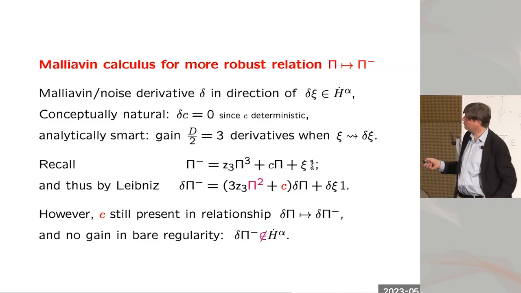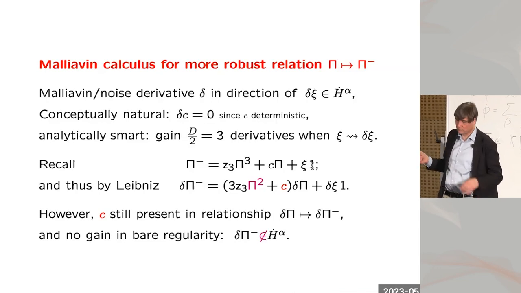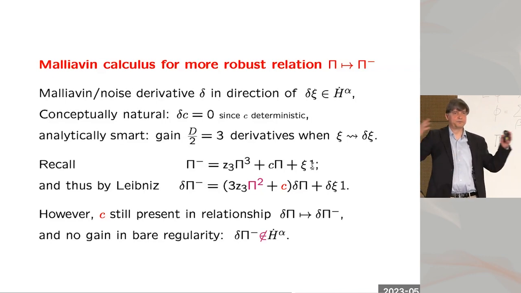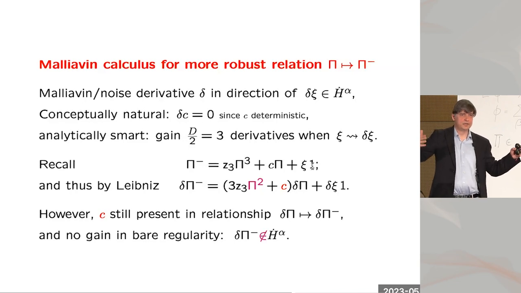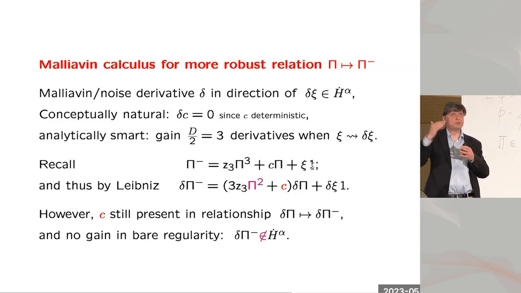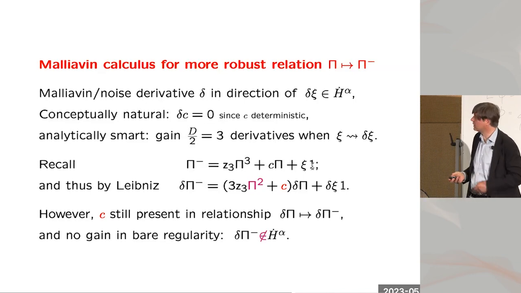And what you gain is that you may assume that this infinitesimal perturbation of your noise, while the noise is very rough, is much smoother. It's in this fractional Sobolev space. So it even has a small positive regularity on the level of L2, whereas the noise itself is rough. It's just a distribution of, in our case, order even worse than -3. Or, in this case, slightly better than -3. So you gain three derivatives by replacing an instance of the noise by an element of the Cameron-Martin space.